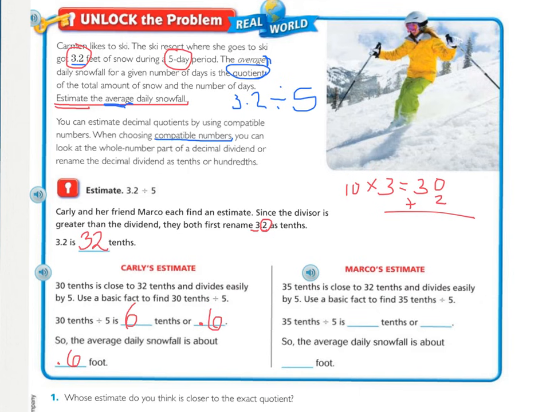Let's look at Marco's estimate. 35 tenths is close to 32 tenths and divides easily by 5. That's why he chose 35: instead of going down from 32, he went up to 35. So we're using the basic fact to find 35 tenths divided by 5. 35 divided by 5 is 7 tenths, or writing it as a decimal, 0.7. This 0 isn't necessary, but if you have it, that's okay. So the average daily snowfall is about 7 tenths of a foot.